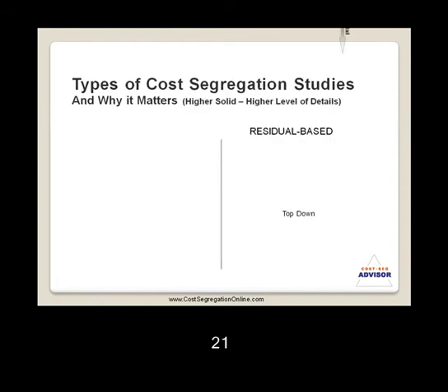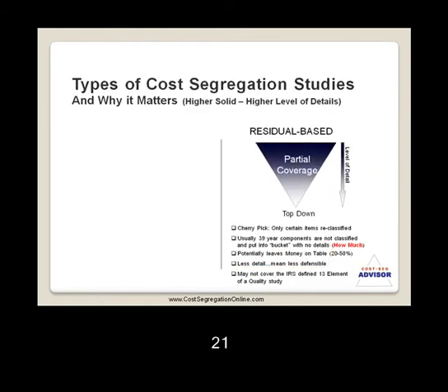So really there are two methodologies. The first methodology is called residual based cost segregation studies, and the bottom line is you'll see this is more about partial coverage. It's about cherry picking the obvious items that can be reclassified. There's not as much substantiation, not as many details. You're potentially leaving money on the table because you're not reclassifying everything that can be reclassified, and why not? And again, less detail means less defensible.